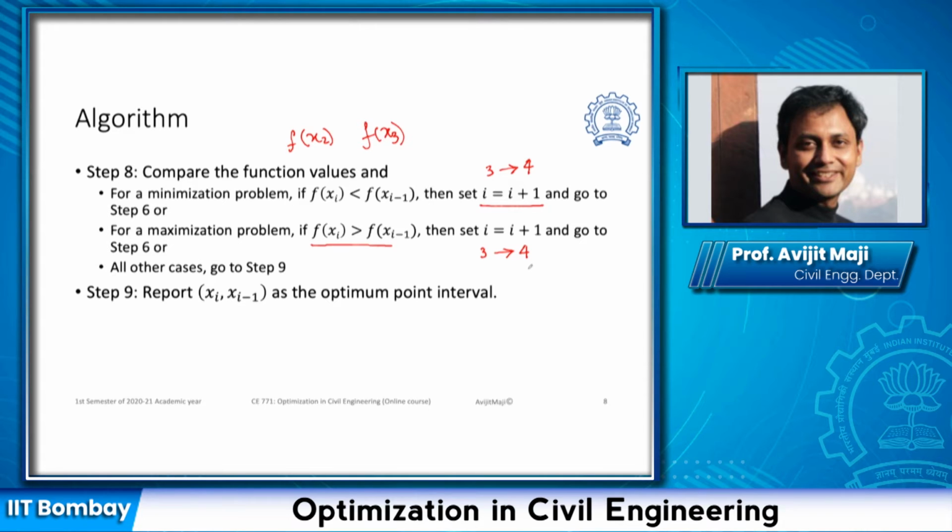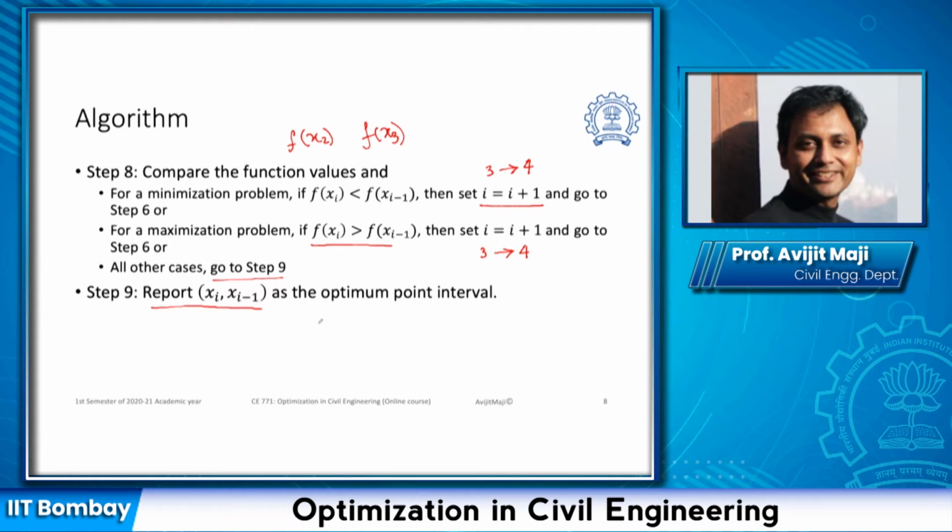If none of this happens, we have reached to a point where the function value is again going in the opposite to the optimum point. So which means we have reasonably come closer to the optimum point, and hence we can stop there. For that reason, we are saying go to step 9. In the step 9, we are reporting the present point and the previous point as the bracketing point of the optimum value, and using this we'll take it forward for further refinement in the other methods which we'll discuss later.